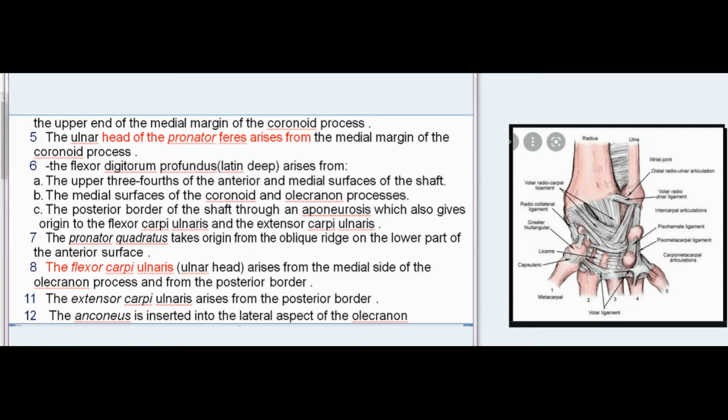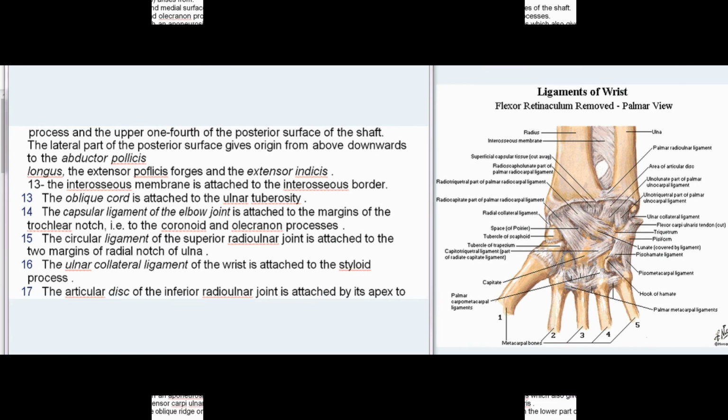8. The flexor carpi ulnaris, ulnar head, arises from the medial side of the olecranon process and from the posterior border. 10. The extensor carpi ulnaris arises from the posterior border. 11. The anconeus is inserted into the lateral aspect of the olecranon process and the upper 1/4 of the posterior surface of the shaft. The lateral part of the posterior surface gives origin from above downwards to the abductor pollicis longus, the extensor pollicis longus and the extensor indicis.